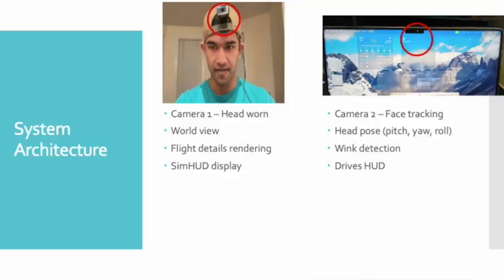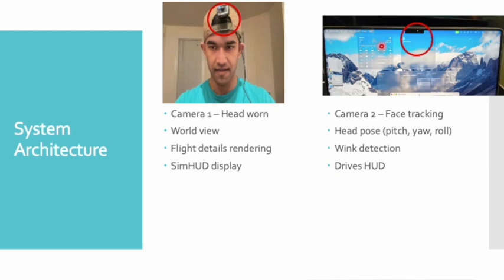So the central design decision is the dual camera architecture. The camera sits on a cap on my forehead at this position here, and that's the worldview, the canvas where everything gets drawn on. The other camera is my laptop camera watching my face from 40 to 50 centimeters away. These two cameras never need to see the same thing at the same time.